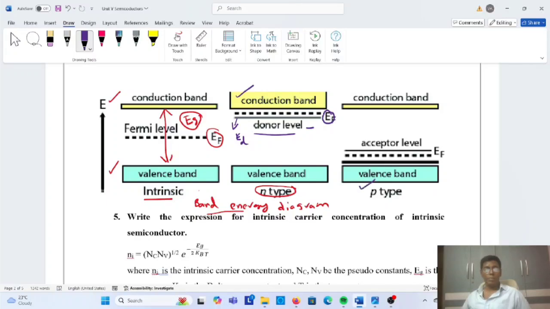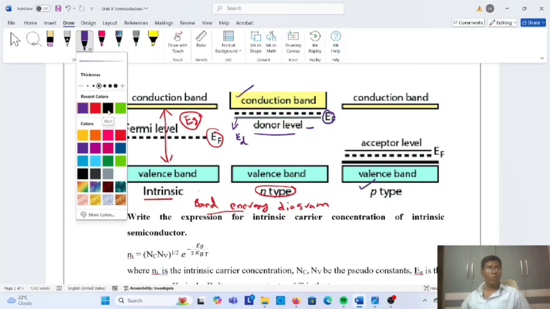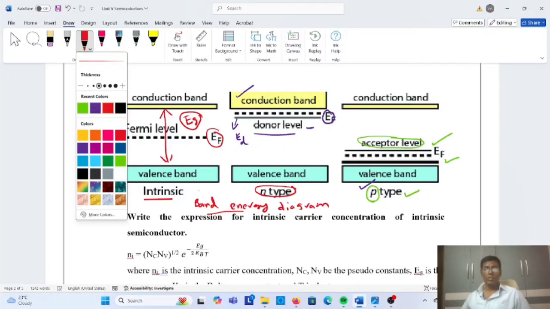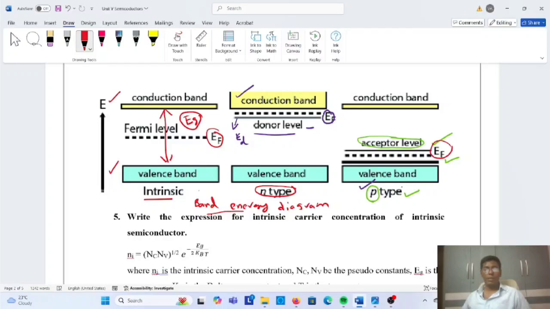Now coming to the P-type semiconductor. First we'll discuss what a P-type semiconductor is. If a small amount of trivalent impurity atoms is added into pure silicon or pure germanium, the resultant material is called a P-type semiconductor. Because of the addition of trivalent impurity atoms in the P-type semiconductor, a new energy level is created above the top of the valency band. This energy level is called the acceptor level. Between the acceptor level and the valency band, one Fermi level is identified. This is the position of the Fermi level in the P-type semiconductor.